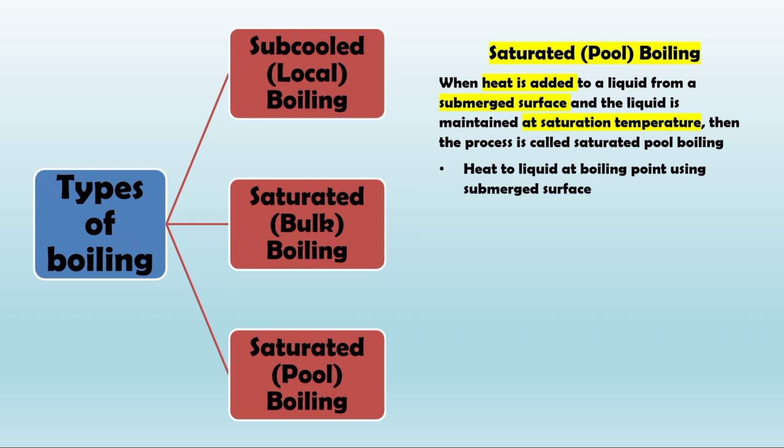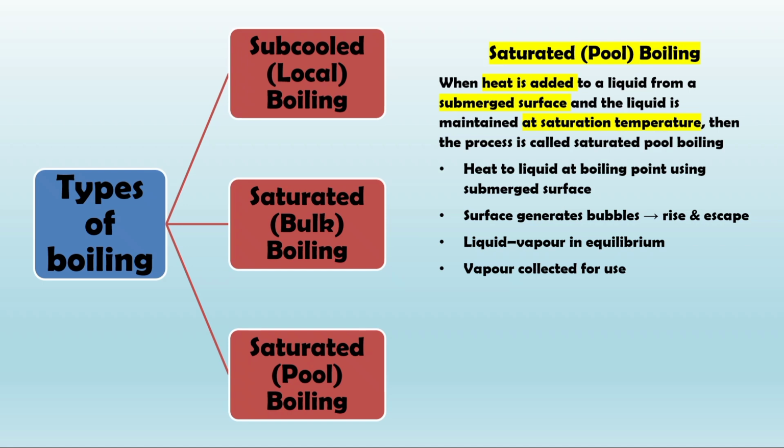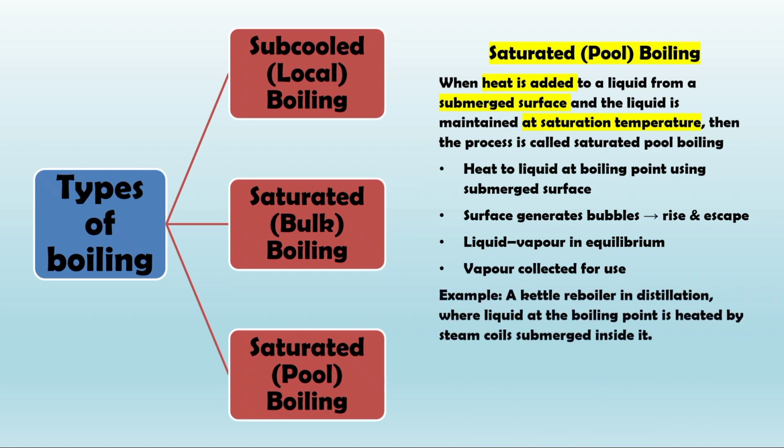In this condition, the heating surface continuously generates vapor bubbles that rise through the liquid and escape into the vapor space. And hence the liquid and vapor remain in equilibrium at the boiling temperature, and the vapor formed can be collected for further use. An example of this boiling is a kettle reboiler in distillation, where liquid at boiling point is heated by steam coils submerged inside it.